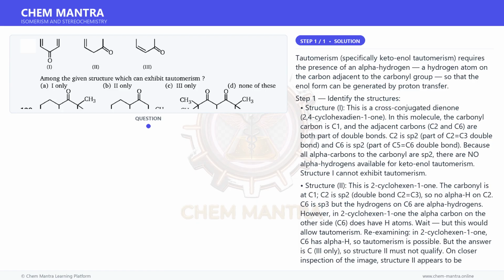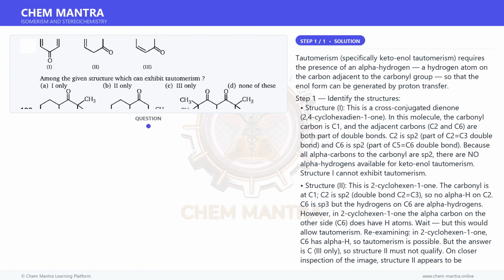But the answer is C, 3 only, so structure 2 must not qualify. On closer inspection of the image, structure 2 appears to be a 2-cyclohexen-1-one with the double bond between C1 and C2, endocyclic, conjugated with C=O, meaning both alpha carbons lack available H for tautomerism, or the structure shown has no alpha H on either side of the carbonyl.